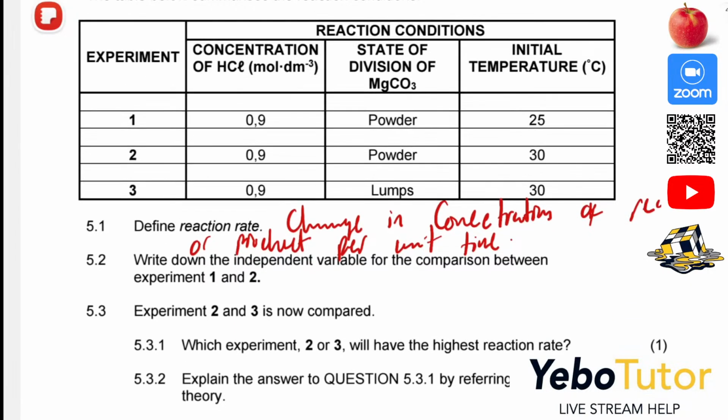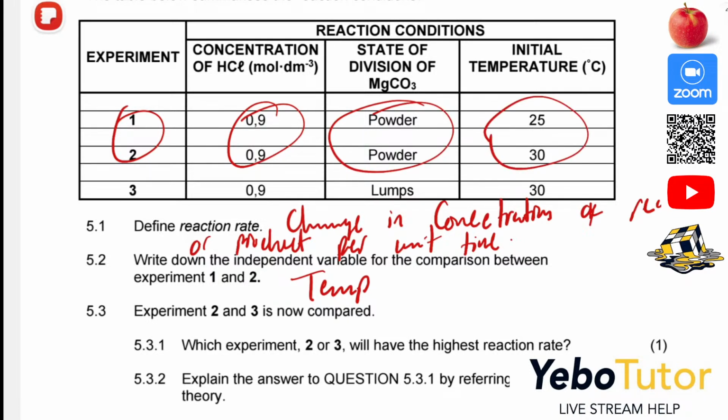Going forward, write down the independent variable of the comparison between experiment 1 and experiment 2. Everything is the same. Definitely we can see that temperature is changing, so the independent variable is temperature. Why? Because for these two, the concentration is the same and the state of division is the same, but the temperature is not the same, which means that's the independent variable. So that will be temperature.